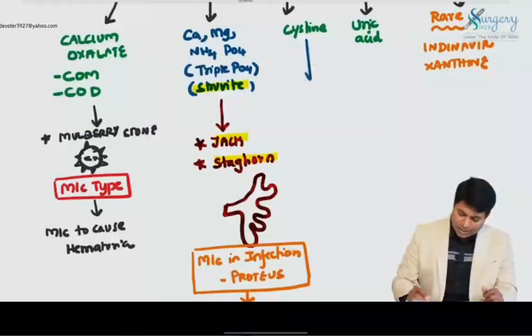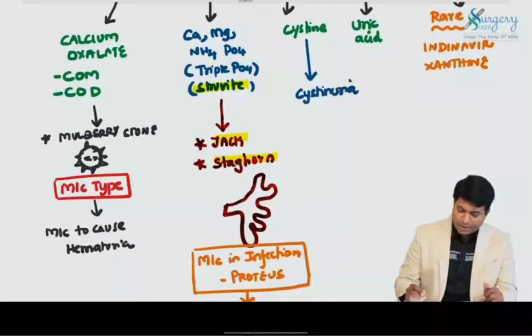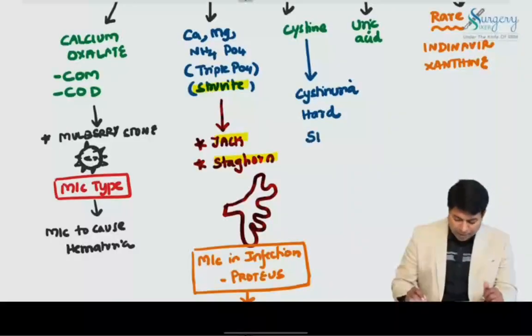Cysteine stones are seen in cystinuria. This is cystinuria. It is a hard stone. It is made up of cysteine, and a double sulfur bond is present inside.